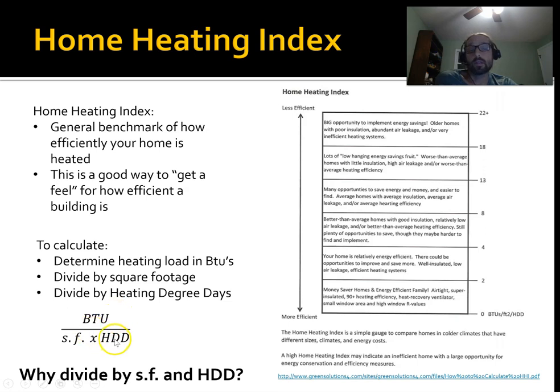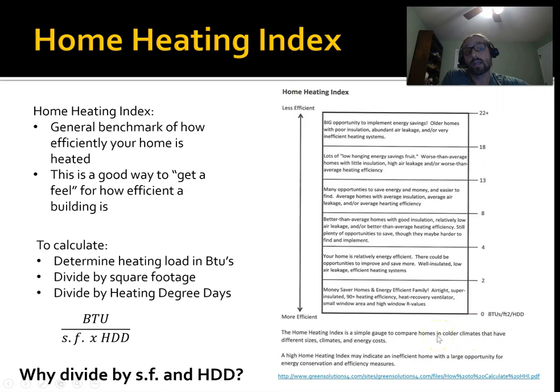Now, HDD, you divide by the same principle. If we have two of the exact same houses that use the same amount of heat, but yours is in Maine, where it's really cold, and mine's down in North Carolina, where it's not that cold, and we use the same amount of heat, and yet you live in this really cold climate, that means your house is probably more efficient, right? In Maine, your HDD is a lot higher than it is in North Carolina. And so if you're using the same amount of heating, that means your home is probably a little more efficient, right?